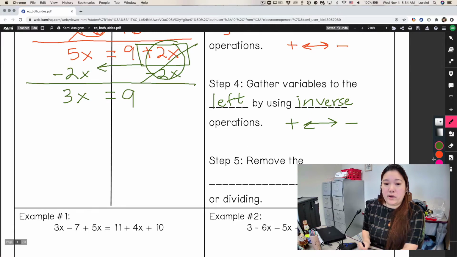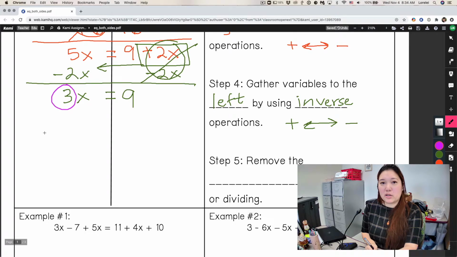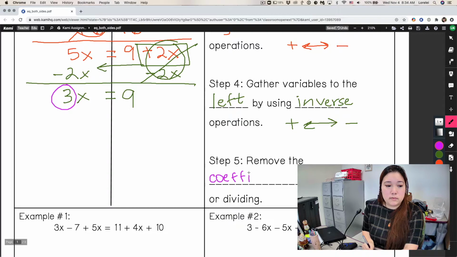Okay, so our very last step, I'm going to do this in purple. This looks just like our one-step equations, right? So we only have one step left to do to get x by itself. Well, we need to get rid of this extra baggage right here. And remember, what is the vocabulary term for a number that's attached to a variable, like a number being multiplied by a variable like this? This is a coefficient. So we are going to remove the coefficient by multiplying or dividing.